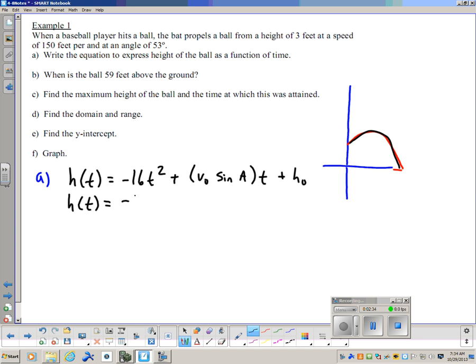So we've got negative 16t squared plus an initial velocity, the speed is 150 feet per second, times the sine of the angle, which is 53 degrees. We don't know what t is, that's going to be part of our formula. And then you've got a height of 3 feet where it initially started. So there's the equation, and we could even clean that up. We could do 150 sine 53.